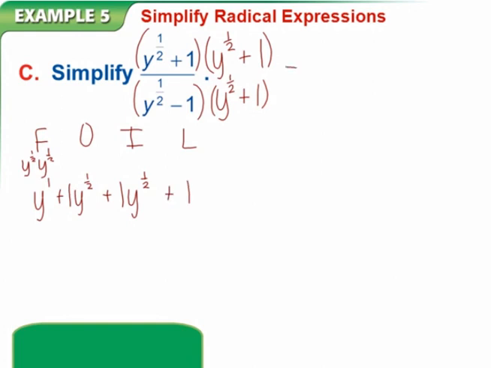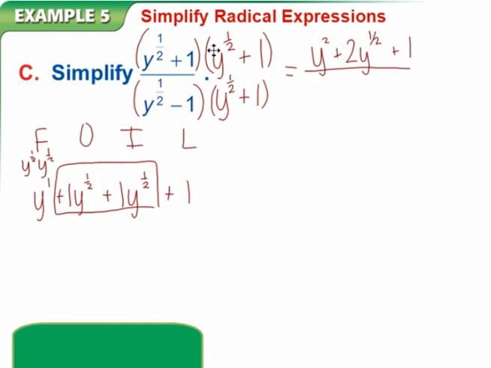So if we combine those center 2 terms, we can write at the top y plus 2y to the 1/2 plus 1. We just combine those 2 together there. Now we're going to have to FOIL the bottom as well. And because we did the conjugate, the outside and inside should cancel out, but the first 2 is y to the 1/2 times y to the 1/2, which is y to the 1. Outside is going to be positive 1y to the 1/2. Inside is negative 1y to the 1/2. And the last 2 is negative 1 times 1, or just negative 1.